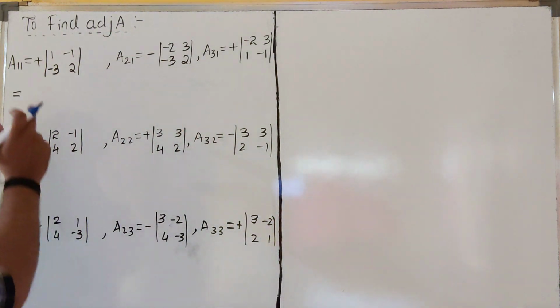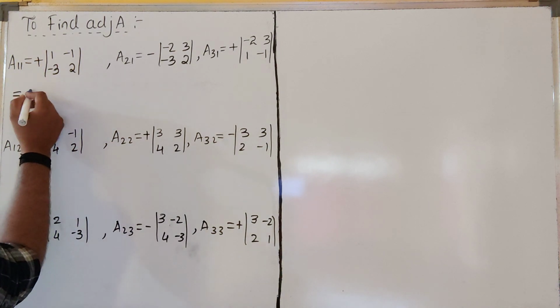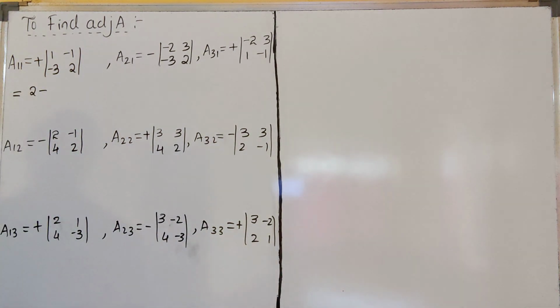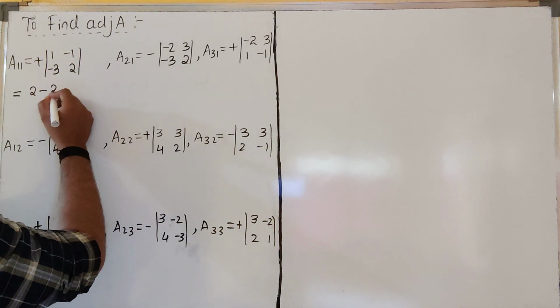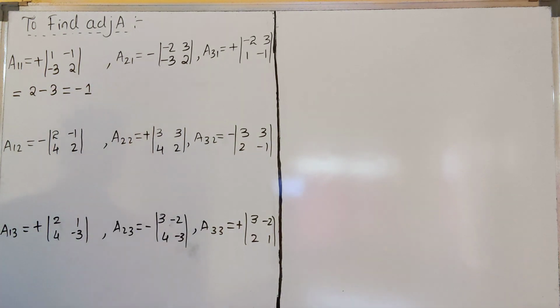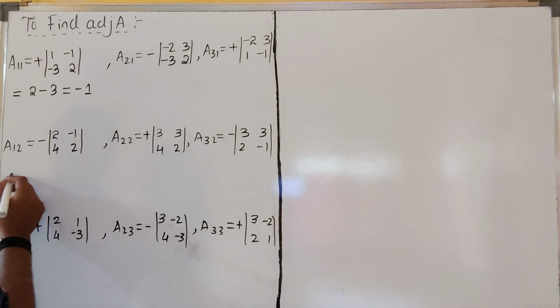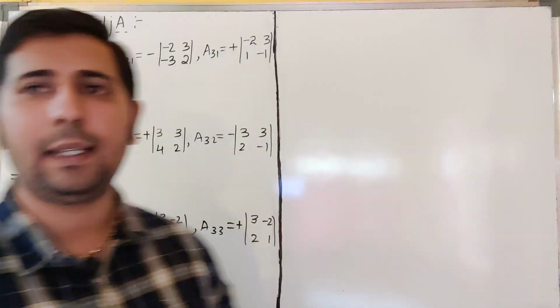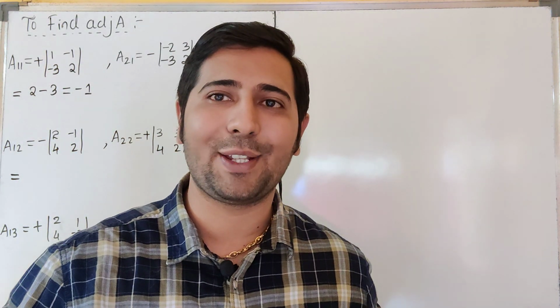Now how to solve this one, you see. 1 into 2, 2. Minus I will write. Before multiplying minus 3 into minus 1, you write the minus sign. So minus into minus is plus, 3 into 1 is 3. How much did you get? 2 minus 3 is minus 1, dear students. This is your A11. Understood? Next one, concentrate very carefully, because a minus sign is there, dear students.